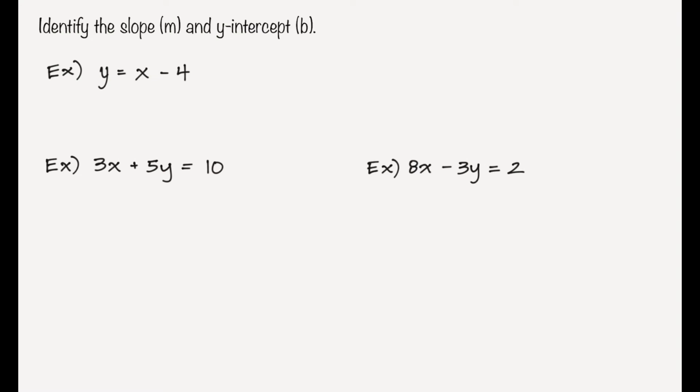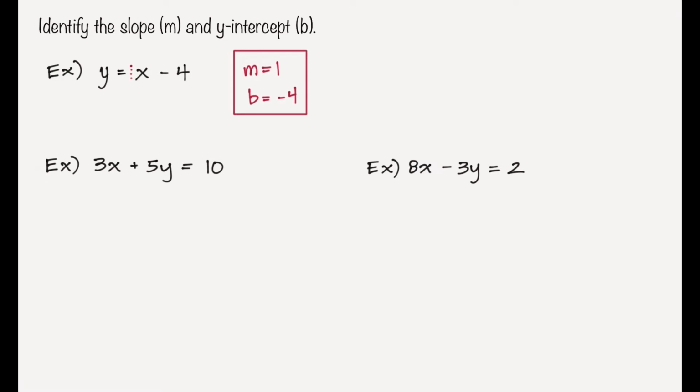So first, let's just start by identifying the slope and the y-intercept in these equations. So y equals x minus 4. There's an invisible 1 there in front of the x, so the slope is 1. And easily you can see that the y-intercept is negative 4. So that's a very straightforward example.